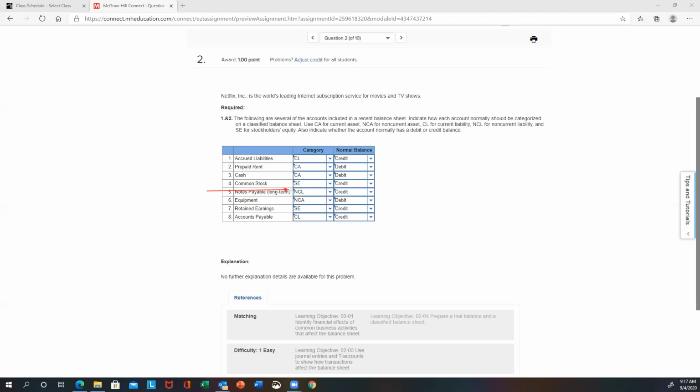Note payable is a liability, long term, so it's non-current, again, credit balance. Equipment is a long-term asset or non-current asset, again, it's a debit balance because it's an asset. Retained earnings, again, is part of stockholders' equity with a credit balance. And then finally, accounts payable is always going to be a current liability, which again has a credit balance.